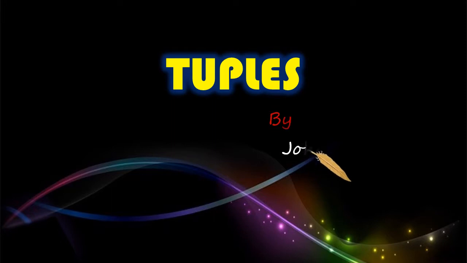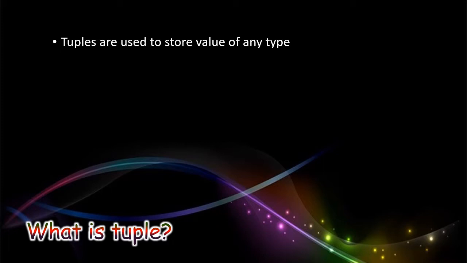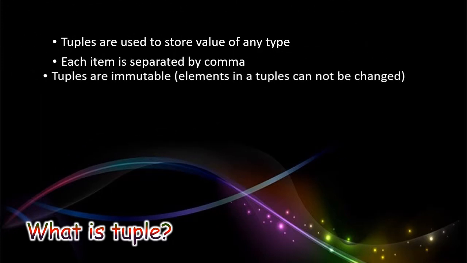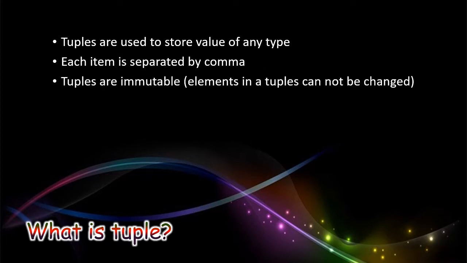We're going to see about tuples. It is one of the Python sequences like list and string. A tuple is used to store any type of values, and each item is separated by a comma. And tuples are immutable. It means you can't change it.